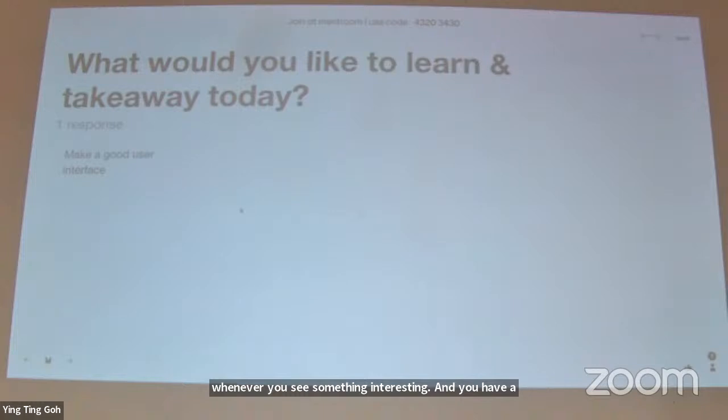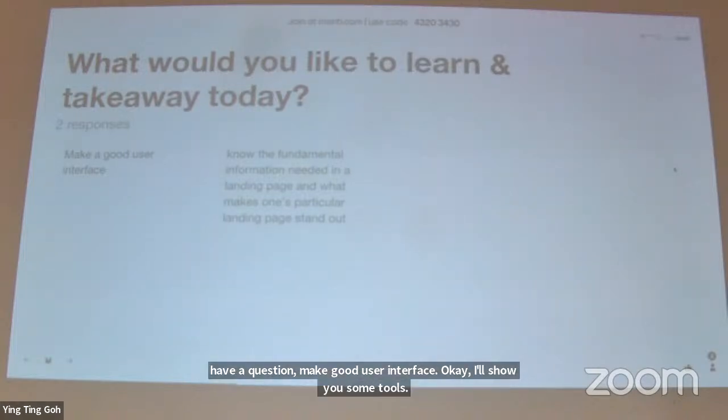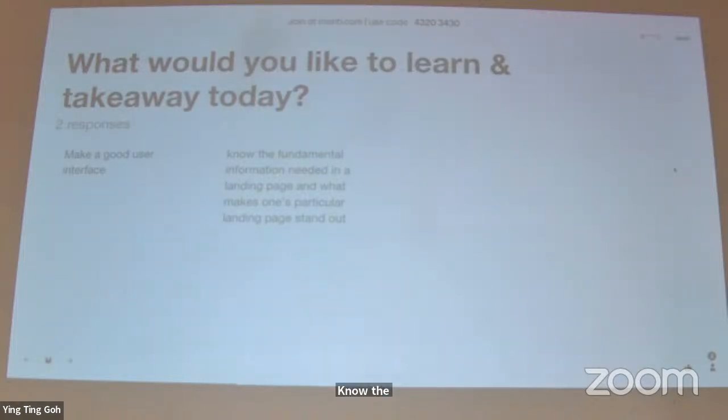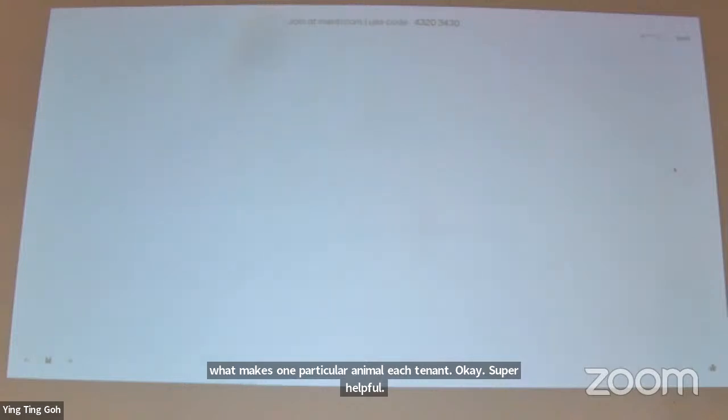We have a question. Make good user interface. Okay, I will show you some tools. Know the fundamental information needed in a landing page and what makes one particular landing page stand out. Okay, super helpful. Okay, let's dive in.